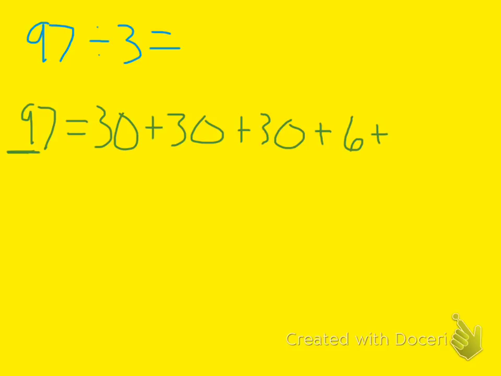3 goes into 6. If I add up all of these, I have 30, 60, 90, 96. I have one more to get to 97. Okay, now the last step is to divide these all by 3. So I know that 30 divided by 3 equals 10. Because again, 10 times 3 equals 30.